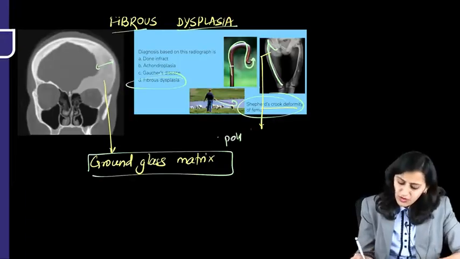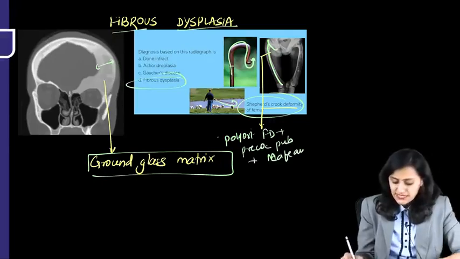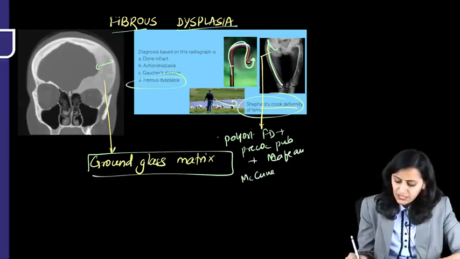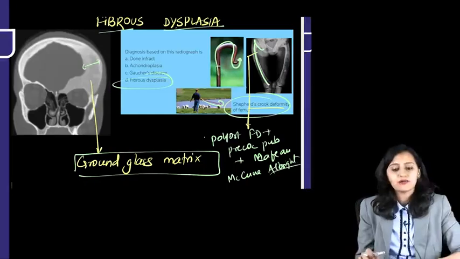We have polyostotic fibrous dysplasia with precocious puberty and café-au-lait spots. These are features of McCune-Albright syndrome.